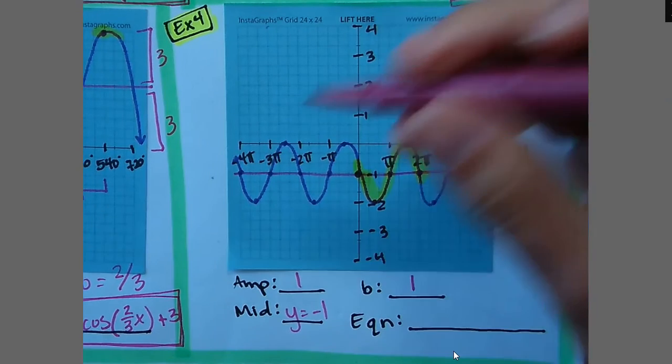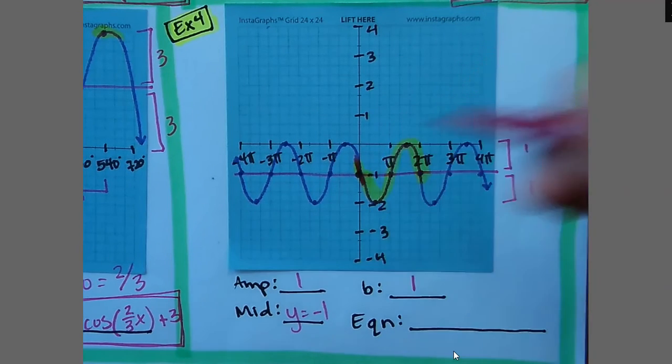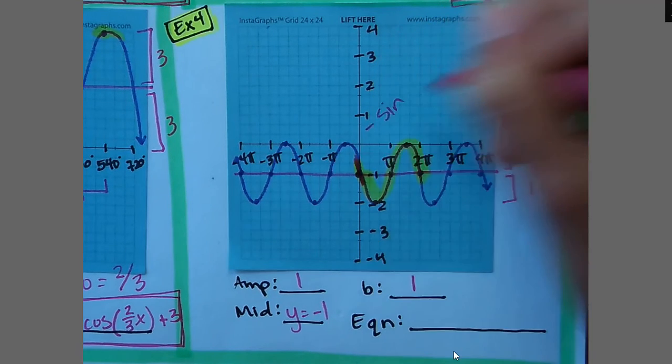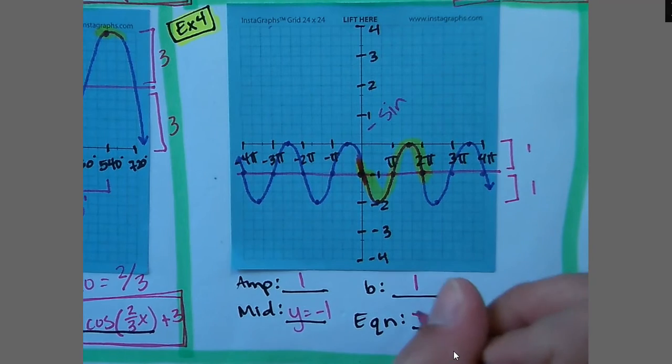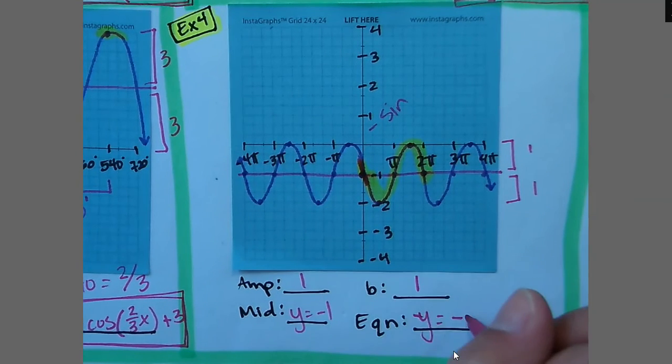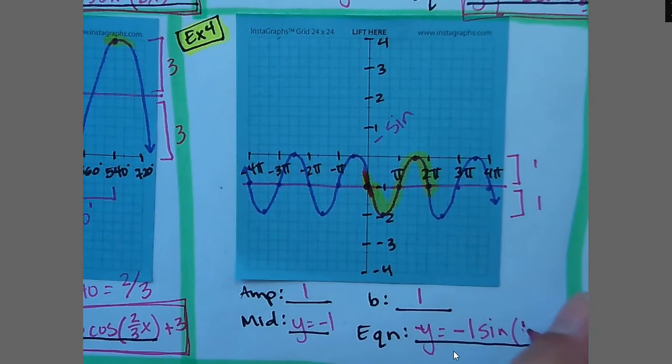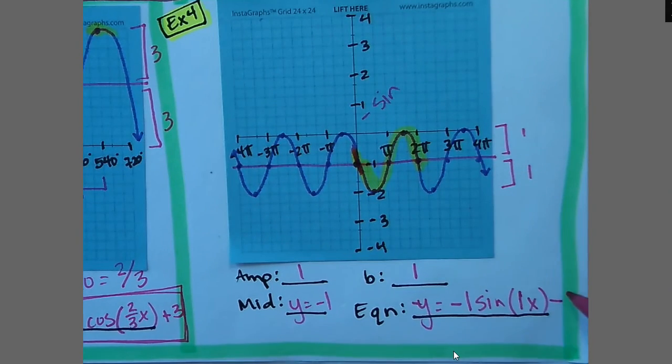And then we're going to look here. This starts in the middle of the wave and it's going down. So this is negative sine. Okay, so it's going to be y equals negative the amplitude, so -1 sine of, since one wave happens in 2 pi, it's going to be 1x. And then we're going to add the midline on the end, so -1.